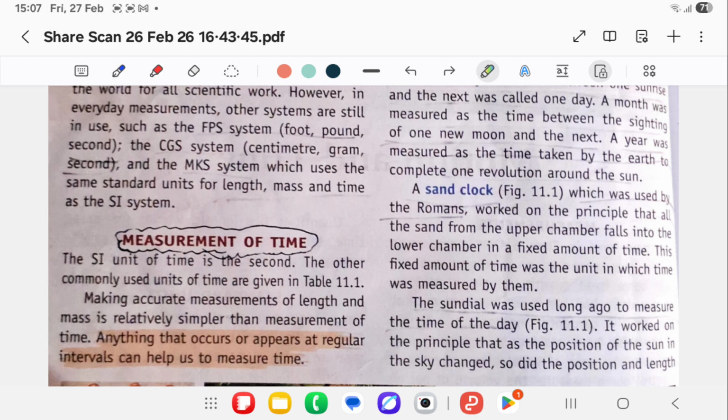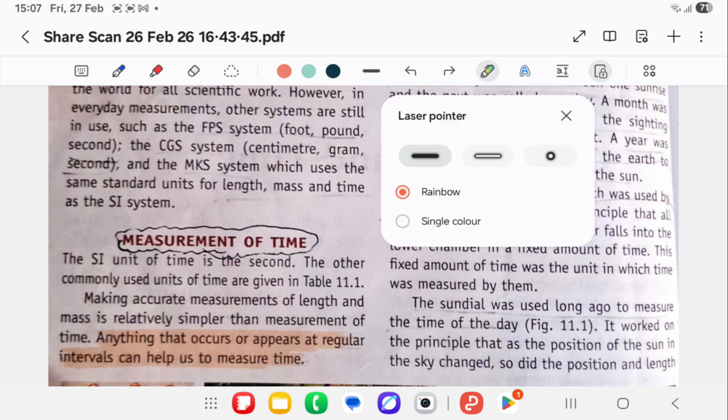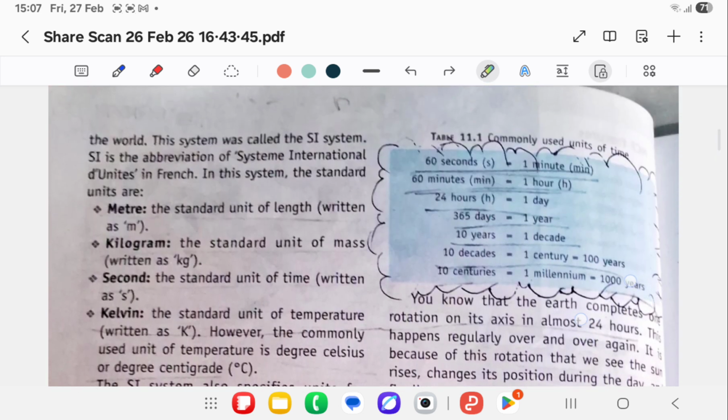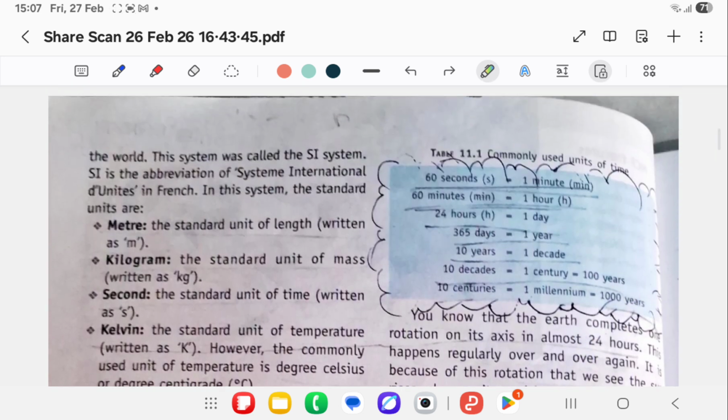Okay, so anything that occurs or appears at regular intervals of time is used as a measure. Like the day, how do we calculate a day?